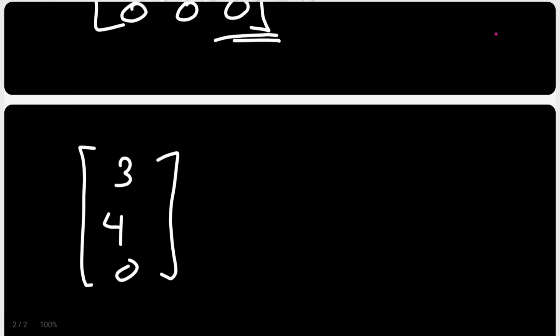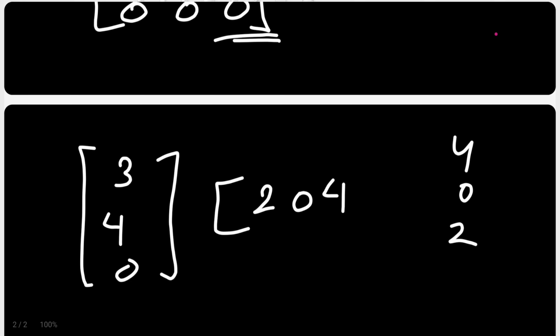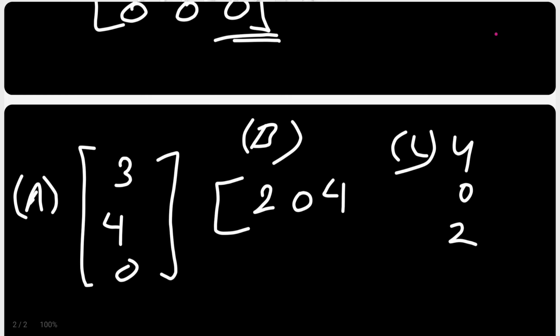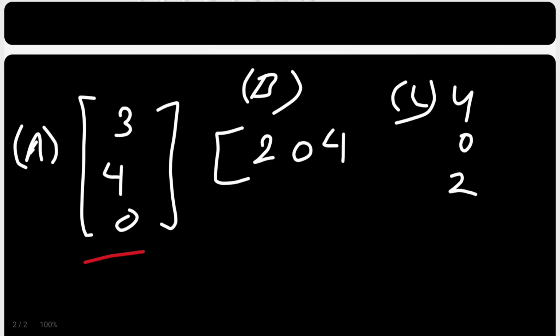Suppose I give you 3, 4, 0, and then 2, 0, 4, and 4, 0, 2. In these, which one is a matrix and which is not? Of course this is option A, this is B and this is C. If you know the answer, please comment it. According to me, the matrix is this one, because it has both closing bracket symbols. So that's why it is a matrix.